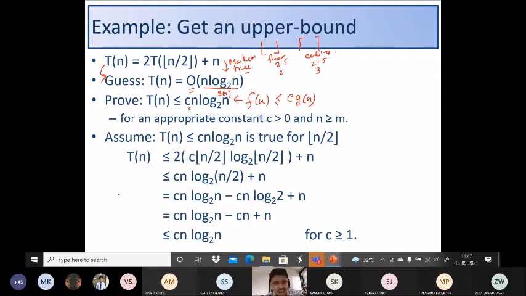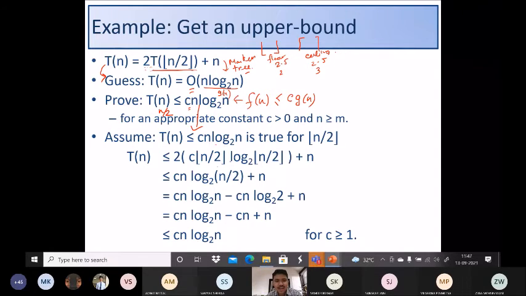Okay. Now what you will do? T(n) ≤ c·n log₂ n. This thing we have guessed. Now put n/2 in place of n. So put n/2 in place of n. So what you will get? 2T(n/2), and in place of this, what you are getting? c·(n/2) log₂(n/2).